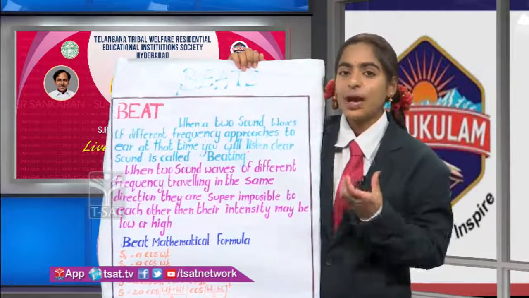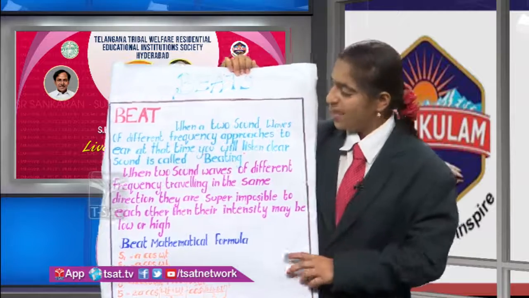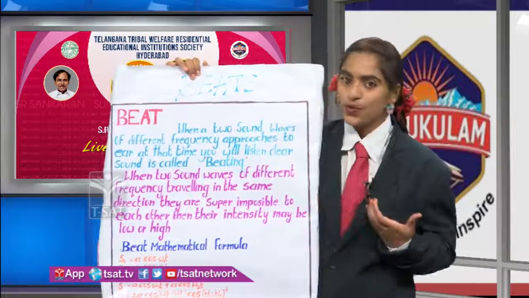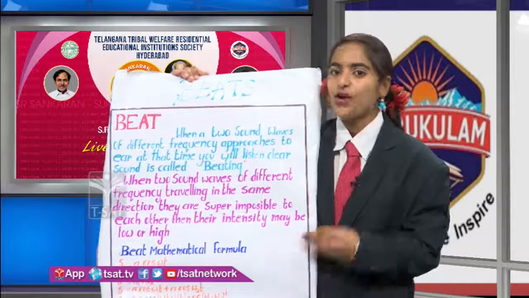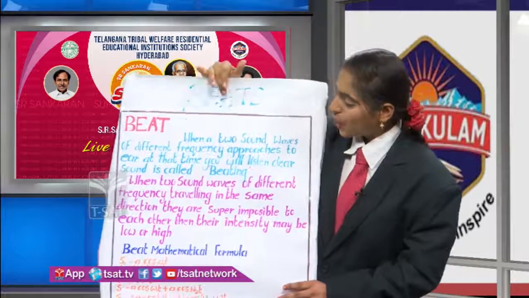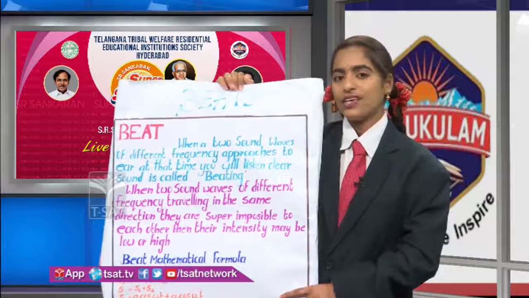Approaches means which was coming towards us. Towards the ear means this is our ear. It comes towards our ear when we are listening, or when the wave is coming towards us in air, is called beating. That is, the sound is called beating.